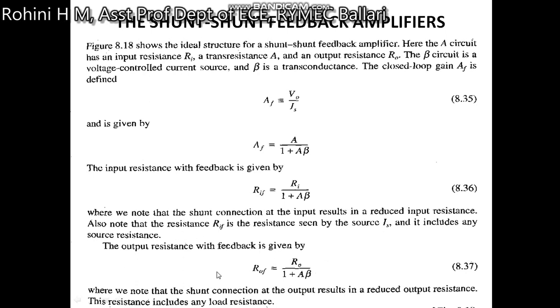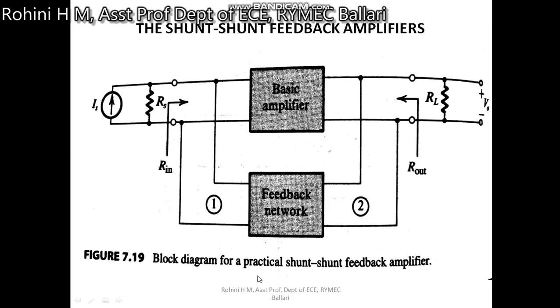So we need to form a table so it will not be confusing. On one side we have to write down shunt-shunt, shunt-series feedback, like that, all four combinations. Then we have to write down what is the gain expression, what is the input resistance with feedback, what is the output resistance with feedback. Then it is very easy to remember.